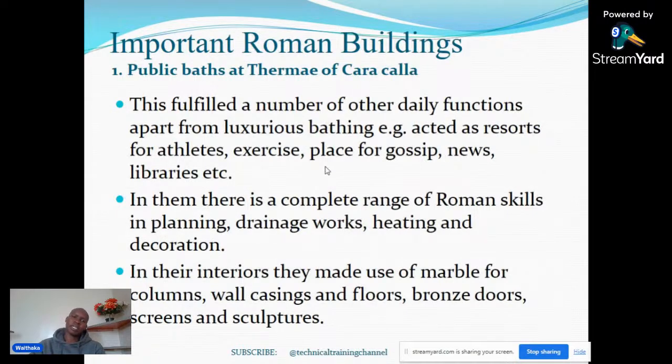Then we look at a number of important Roman buildings. So we start with the first one, that is the public bath at Thermae of Caracalla. We are saying that these public baths fulfilled a number of other daily functions apart from luxurious bathing, because we know the basic function of a bath is to bathe.